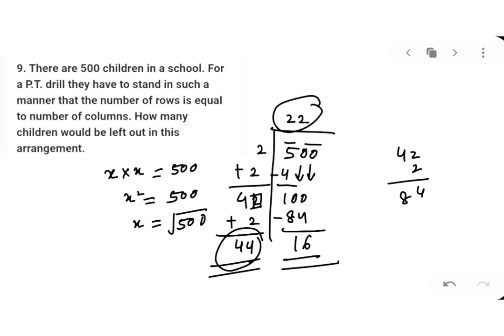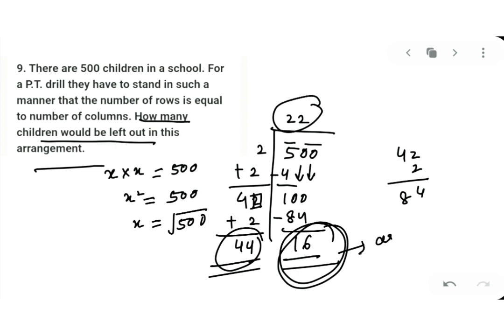Now try to understand the question, what it is given. How many children would be left out? So what will you write? 16 students are left out to be arranged. In an arrangement, there is no space for 16 students. So you will write 16 students are left out.